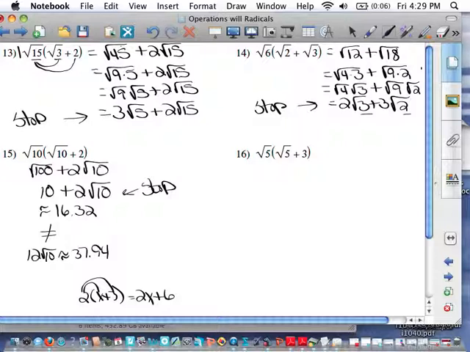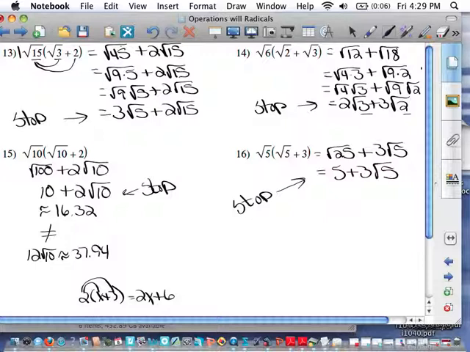They are separate. Number 16, square root of 5 times the square root of 5 gives me the square root of 25. Square root of 5 times 3 then gives me 3 times the square root of 5. Again, 25 is a perfect square, so that's 5 plus 3 root 5. And again, you can't combine those. You need to stop right here. You cannot combine those because they do not share a common radicand.